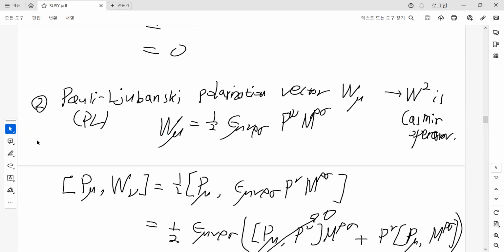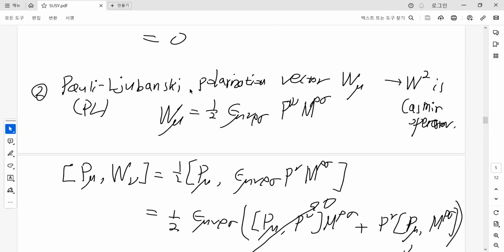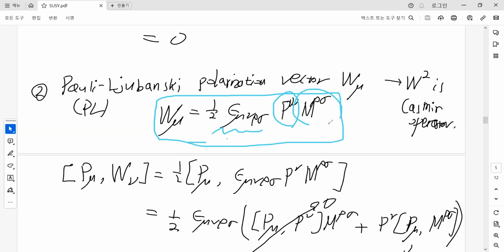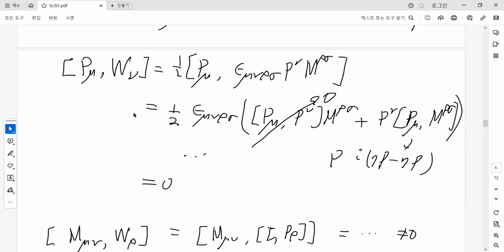And another Casimir operator is the Pauli-Lubanski polarization vector, which defines W^μ with the antisymmetric tensor epsilon, the momentum and the generator M, and W squared is a Casimir operator. To show that this Pauli-Lubanski vector squared is a Casimir operator, we should calculate the commutator relations between W squared and the momentum, and between W squared and the generator M. So if we calculate P^μ and W^ν, after some calculations, it becomes zero. So P^μ and W squared also commute, giving zero.